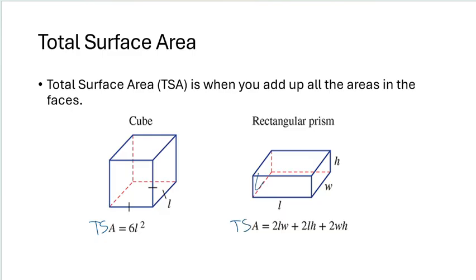For a rectangular prism, it is very similar in a way. So you've got the 2 rectangles in the front and the back. Those are the same thing. So that's what we call the 2LH. You've got the rectangles on the side, which is W times H. There's 2 of them. And then finally you've got the top and the bottom here. That's your length times width. So these formulas are really important.